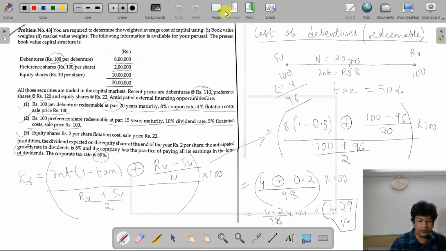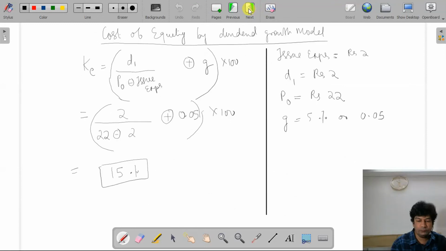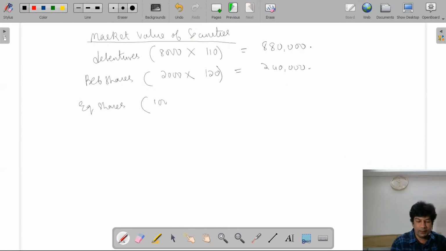Then we are moving towards equity shares. 10 lakh divided by 10, so I'm going to get 1 lakh equity shares, and the current value is 22. So 22 lakhs is the market value of the equity shares.